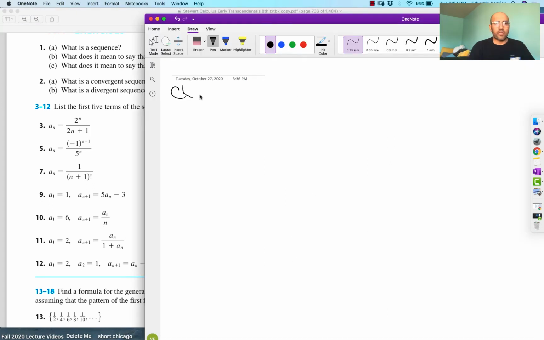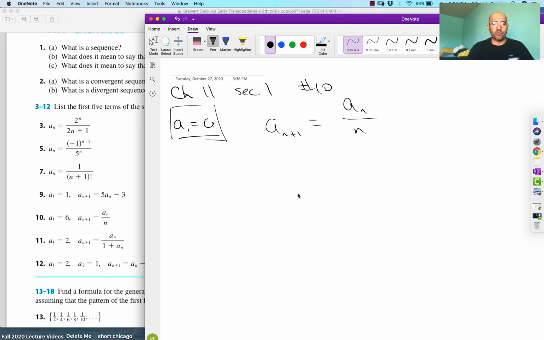So let's look at number 10. Chapter 11, section 1, number 10. We get the ball rolling with a sub 1 equals 6. And then we know that the next one on the list is going to be equal to a sub n divided by n. So to get the next one on my list, a sub 2 is going to be equal to a sub 1 divided by 1. So a sub 2 is equal to 6 divided by 1, or a sub 2 equals 6.